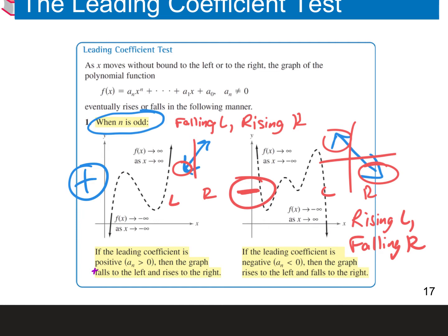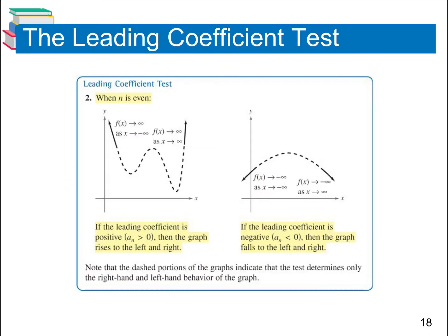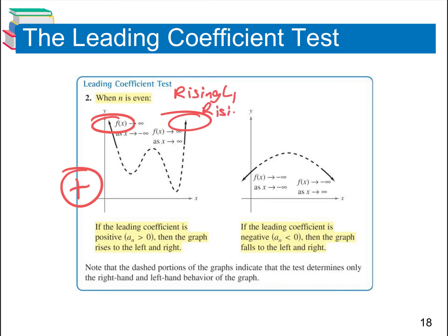When the highest exponent is odd, this is a little tricky. When the highest exponent is even, it's super easy. Because if it's positive and it's an even exponent that's the highest, both of your arrows are going in the same direction. They're both going which way? Up. So you would say it's rising left and rising right. If the highest exponent is even, but it's a negative leading coefficient, what direction are both arrows going in? They're both going down. So you'd say falling left and falling right.